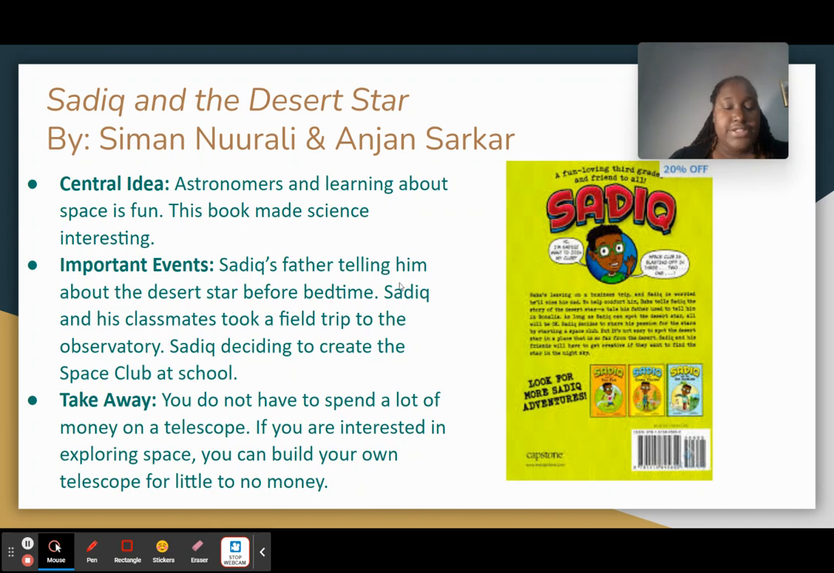So the important events that occurred: Sadiq's father was telling him about the desert star before bedtime, and Sadiq and his classmates were able to take a field trip to the observatory. Sadiq decided to create the space club at school. So these were some of the important events that occurred. And then the takeaway: you do not have to spend a lot of money on a telescope. And if you're interested in exploring space, you can build your own telescope for little to no money.